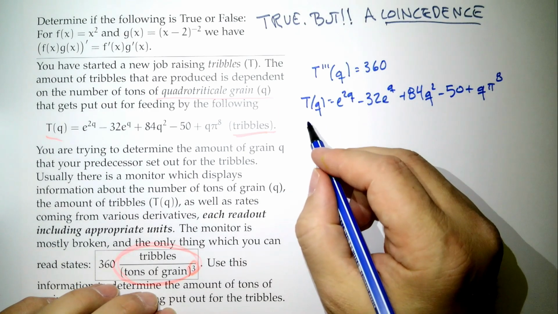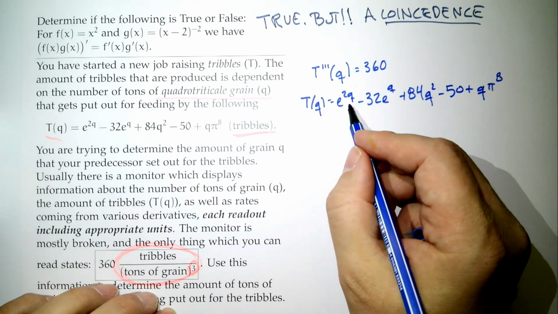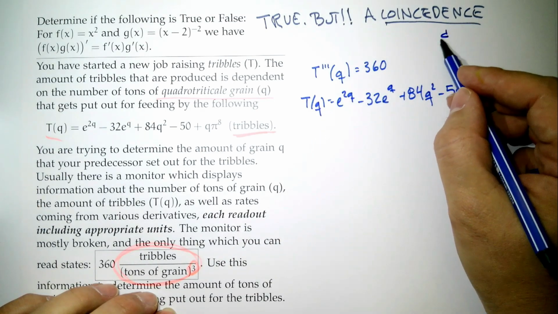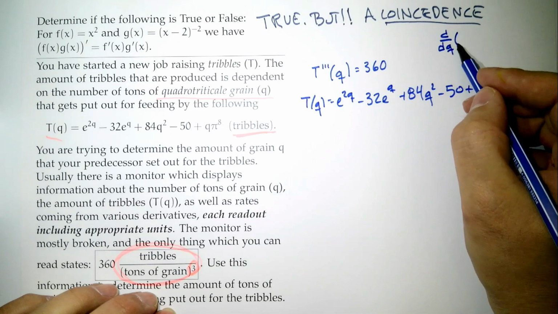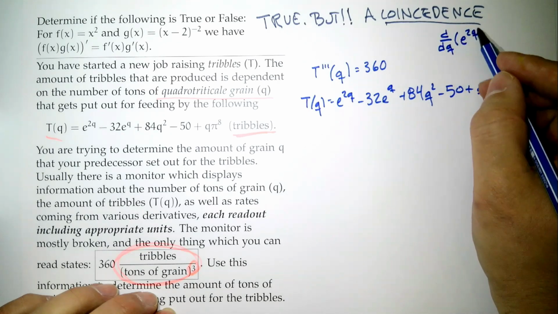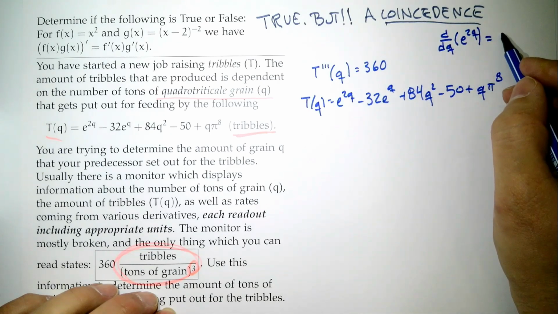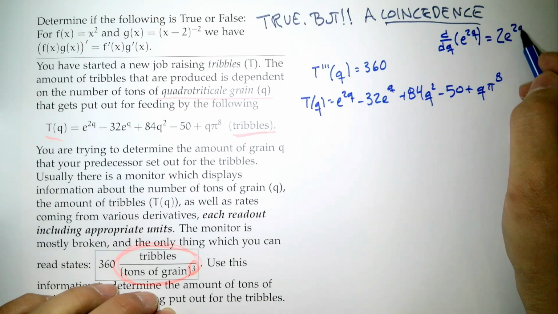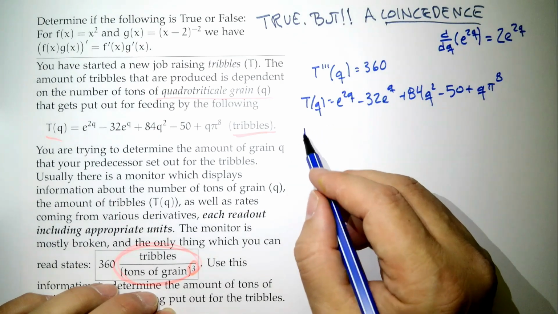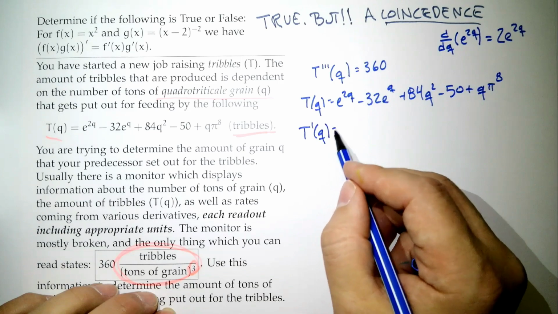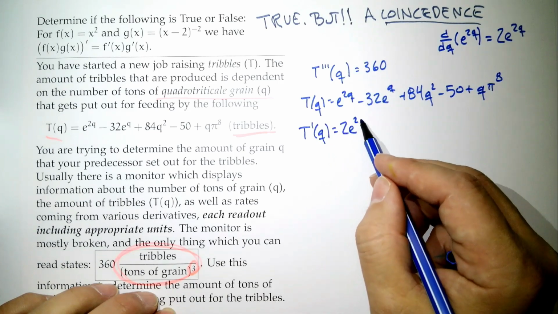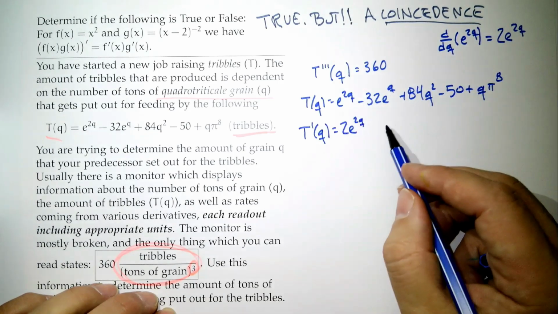All right, so let's go and take our derivative. Now, e to the 2q. We've actually taken that derivative before, but let's just remind ourselves. The derivative with respect to q of e to the 2q, what is that? 2e to the 2q. Okay, good for reference. All right. So t prime of q is 2e to the 2q. Okay, what's the derivative of the next term?